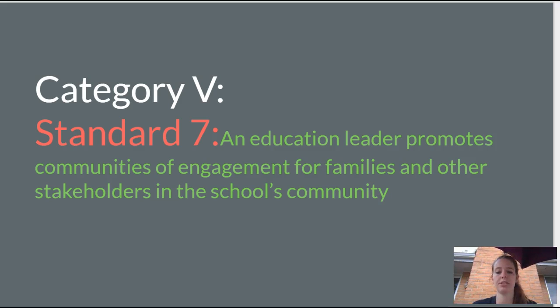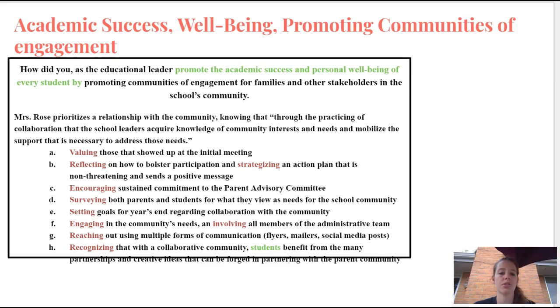Finally, Standard 7: an educational leader promotes communities of engagement for families and other stakeholders in the school's community. So how did I, as the educational leader, promote the academic success and personal well-being of every student? Mrs. Rose, the assistant principal, prioritizes a relationship with the community, knowing that, as a quote from the module says, through the practicing of collaboration the school leaders acquire knowledge of community interests and needs and mobilize the support that is necessary to address those needs.